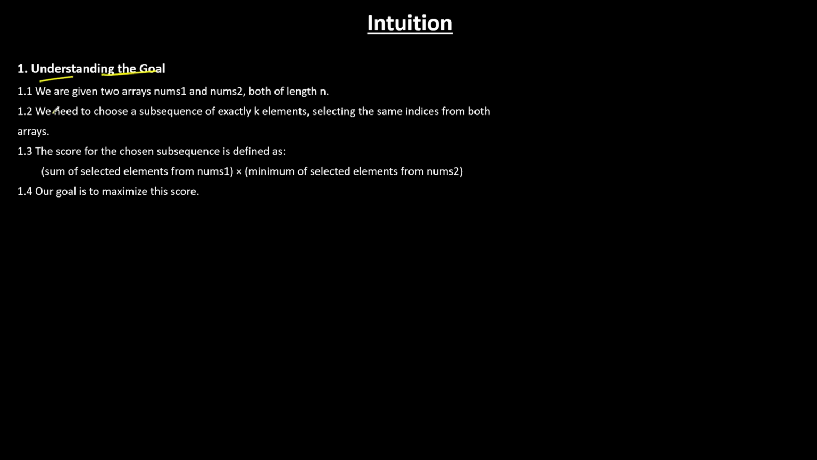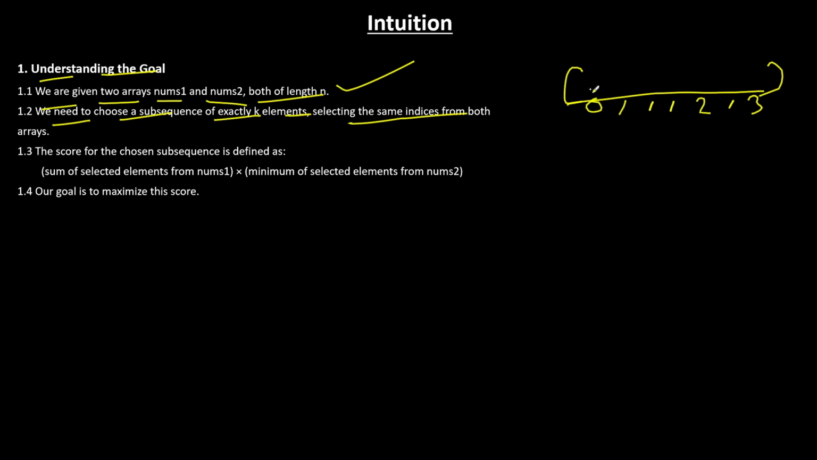Okay. So we are given two arrays, nums1 and nums2, both of the length n. Okay, we are clear with this thing. And we need to choose a subsequence of exactly k elements, selecting the same indices from both the arrays. Please keep this in mind. Let me write some indices here. Okay. So these are the indices of an array. I hope you understood this.